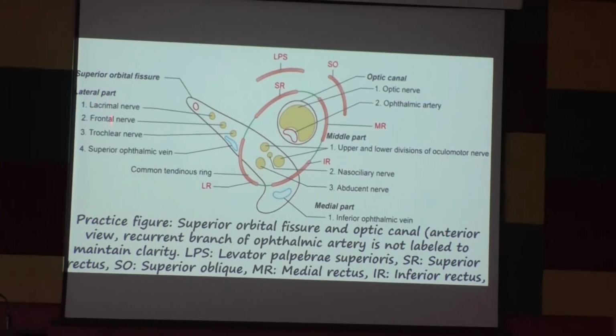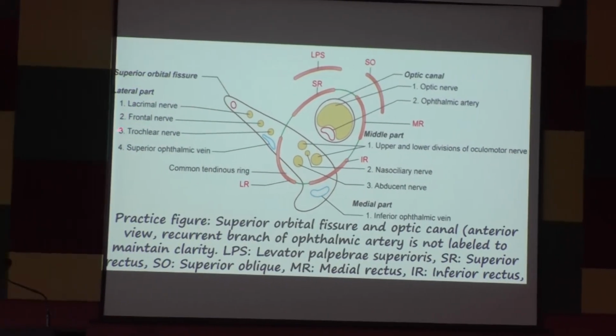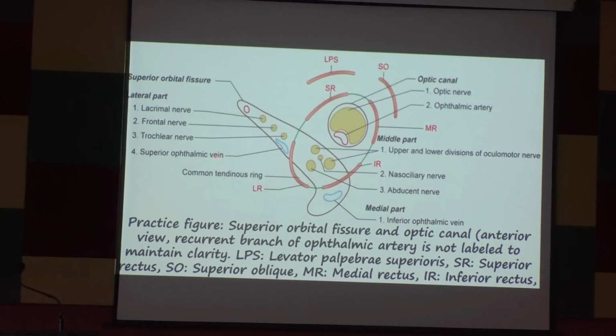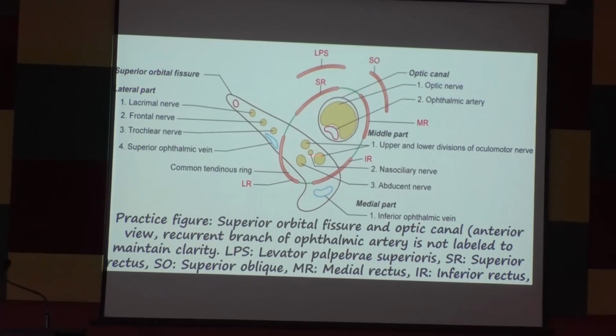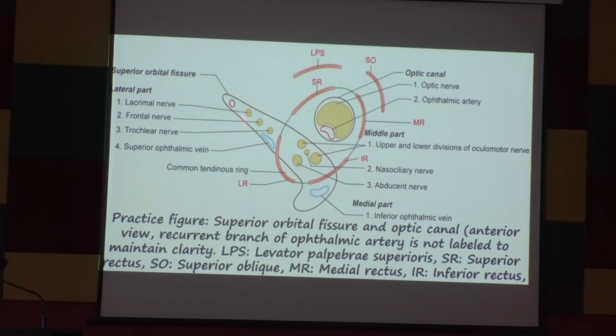nerve. This you can remember as LFT: lacrimal, frontal, trochlear nerve, and superior ophthalmic vein. Two veins are passing through the superior orbital fissure. The artery is passing through the optic canal.